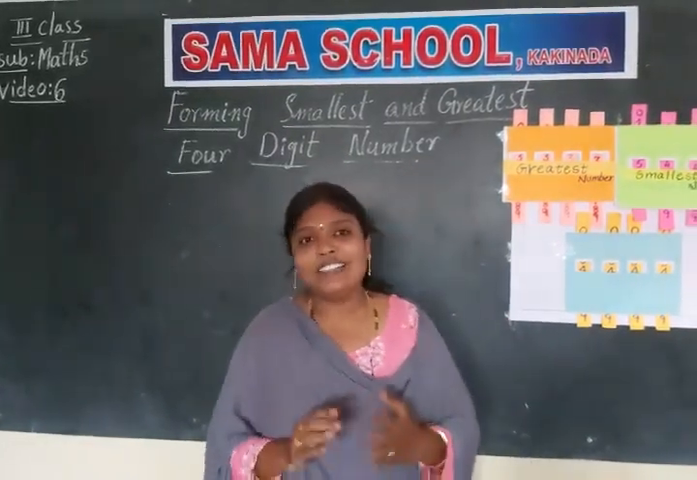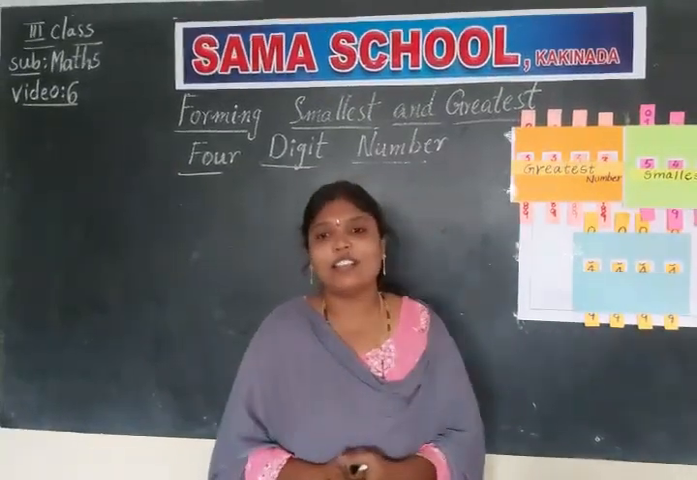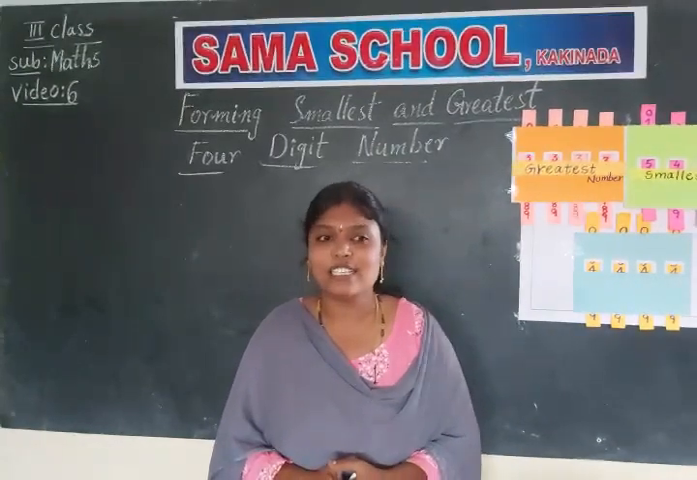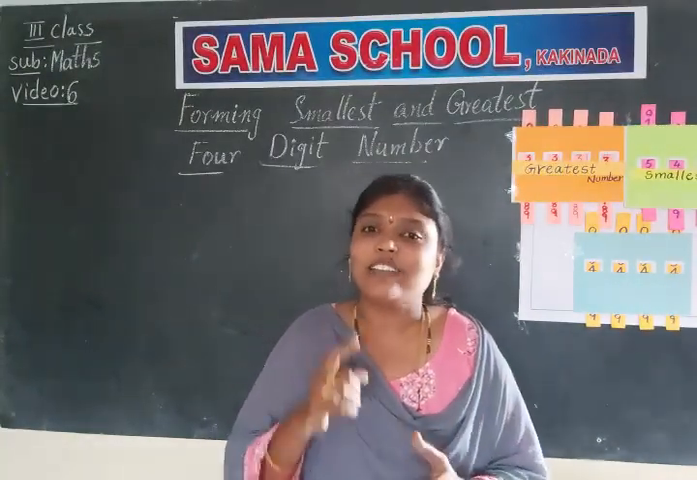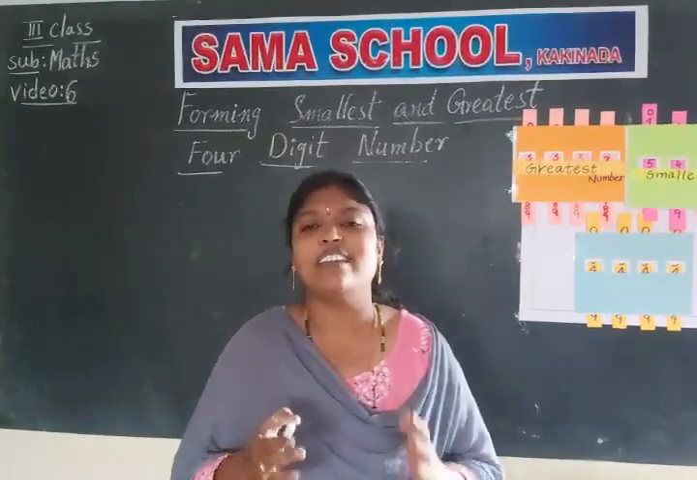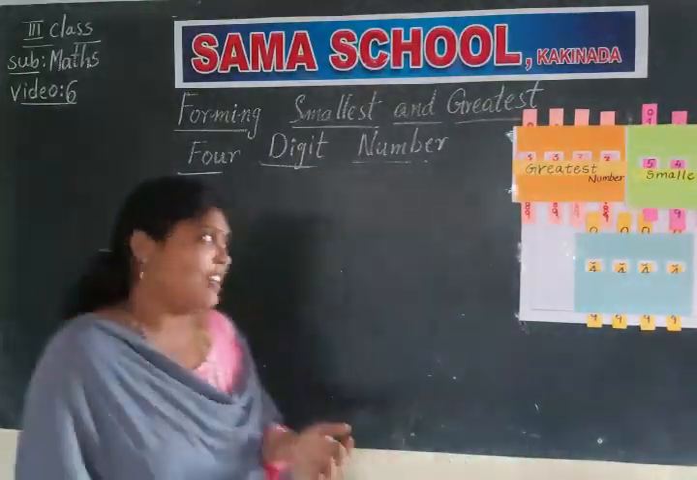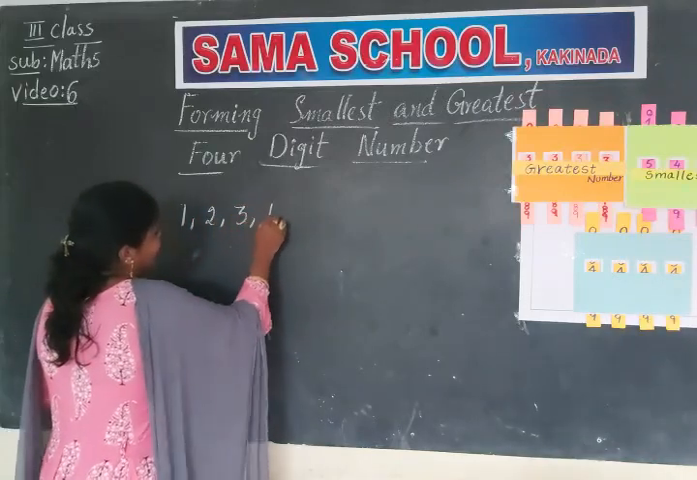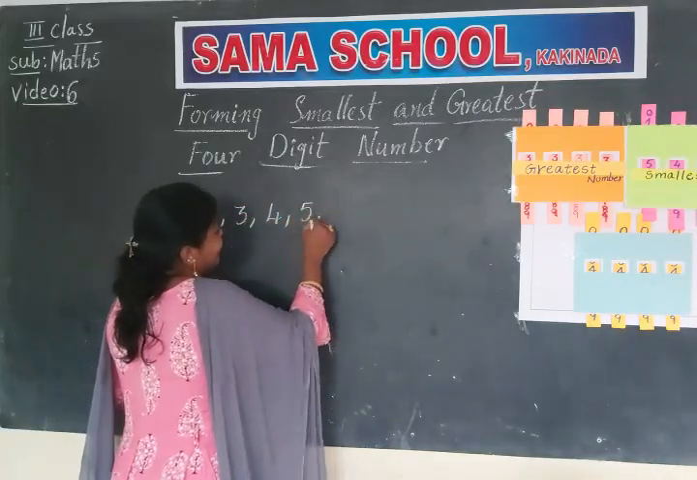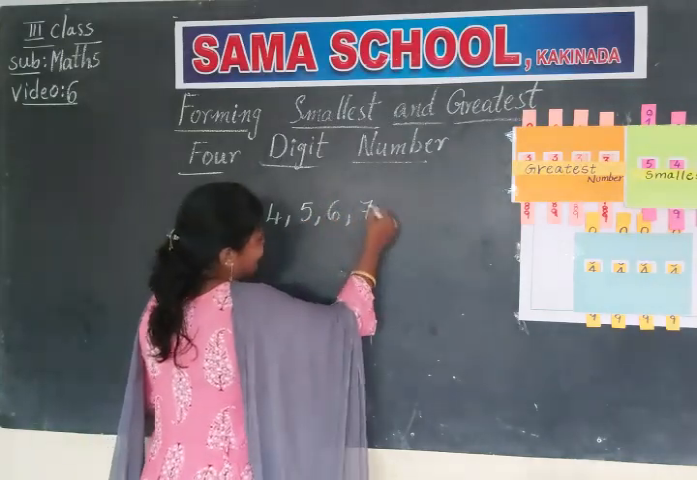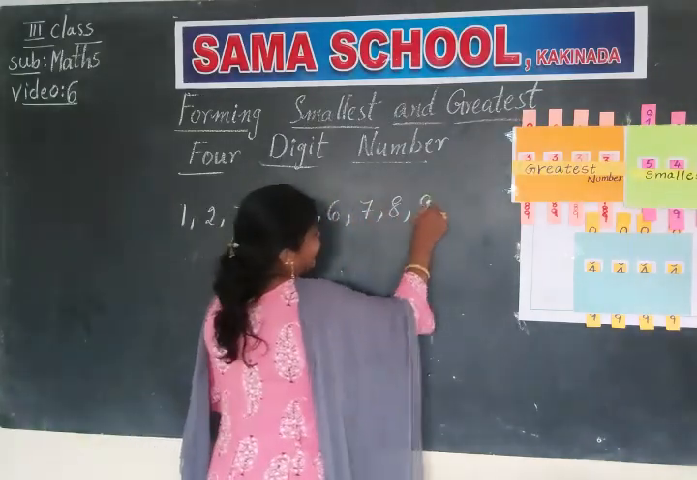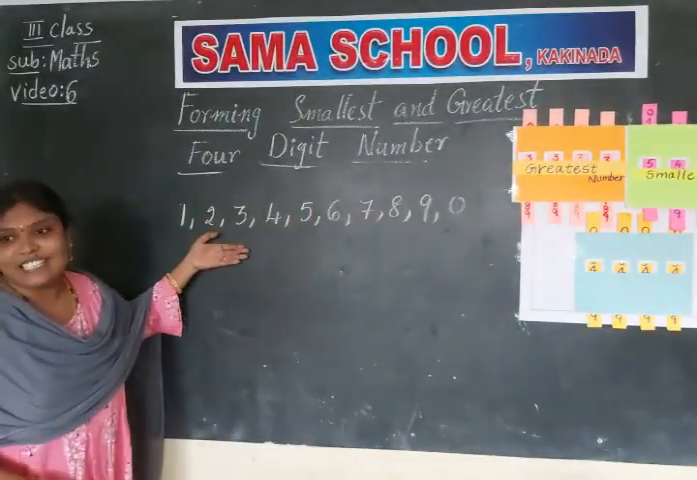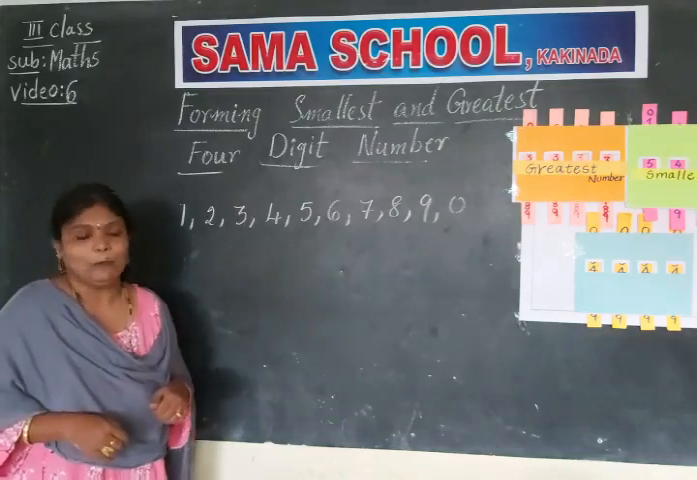Children, in the beginning of this maths class, we have talked about digits. Do you remember what digits are? Come on, tell me the 10 digits that are used to write any number. They are 1, 2, 3, 4, 5, 6, 7, 8, 9 and 0. By using these digits, we can write any number.